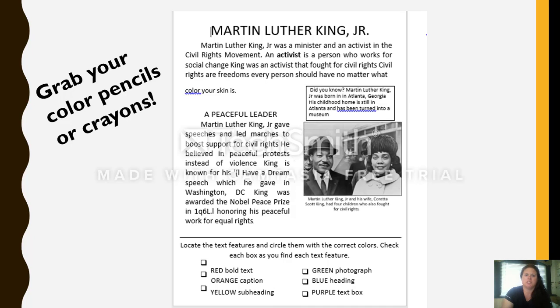So let's talk about some of the text features. Some of the text features in this passage include a heading, which is a title, a subheading, which is below the title. It could be a chapter or it could be a new paragraph. A text box, which is a box that has information in it. A photograph or a picture, or something that's called a caption, which is located below the picture or photograph, and it tells a little bit more details about the picture.